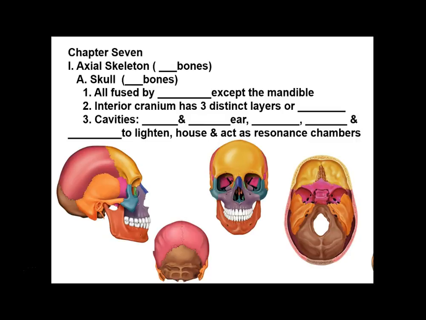So let's look at the axial bones too. There's about 80 axial bones. Remember, the axial system includes the skull, the vertebral column, and the rib cage. So let's start with the skull that's made up of about 22 bones. We normally divide the skull into cranial bones and facial bones.